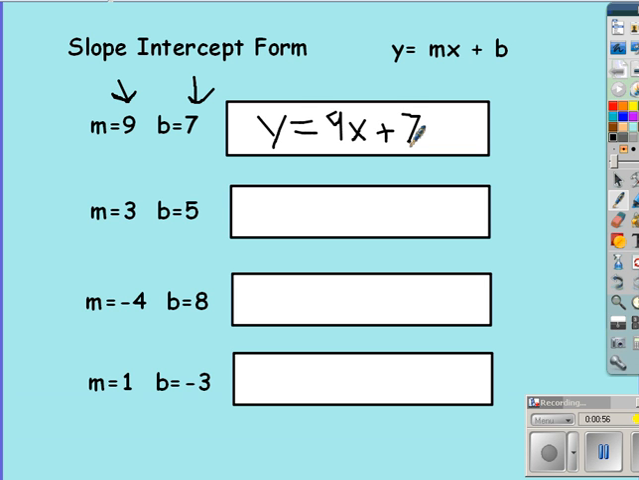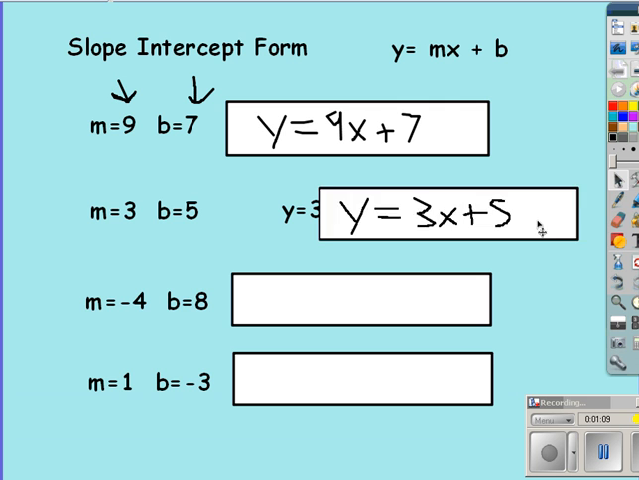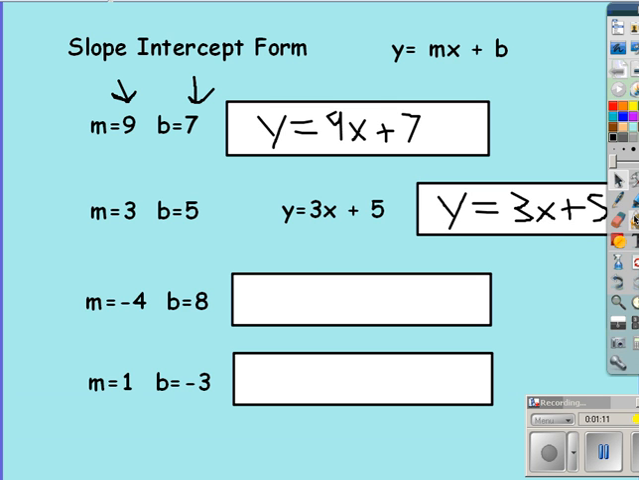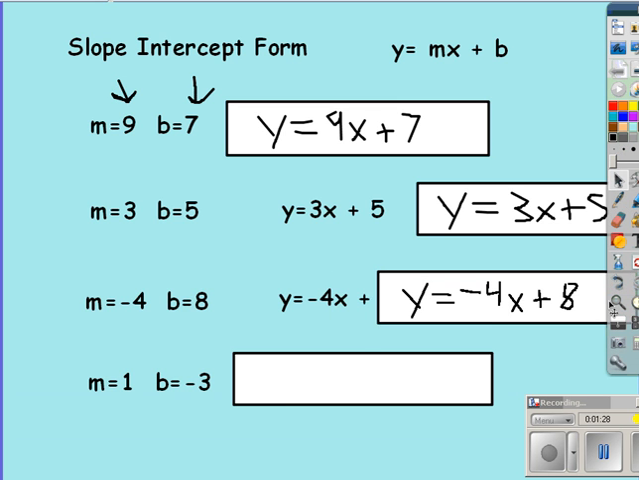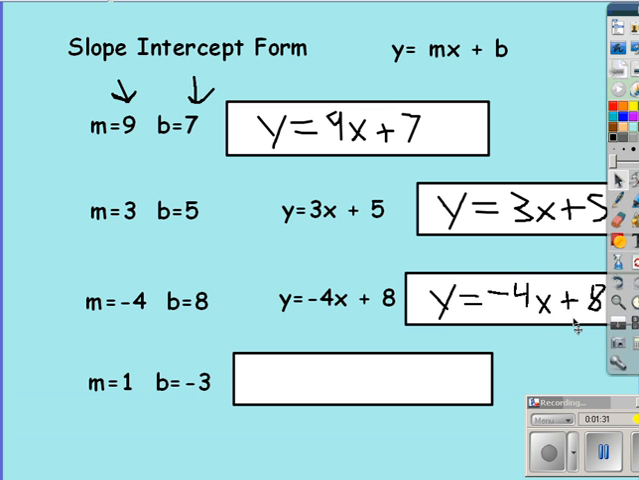For the next one, m is 3 and b is 5. So it would be y equals 3x plus 5. If I look here, that is correct. Y equals 3x plus 5. Next one, y equals, well, m is negative 4, so I'm just going to put negative 4x plus 8. If I look, sure enough, y equals negative 4x plus 8.